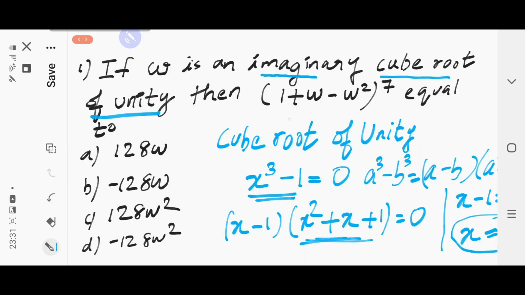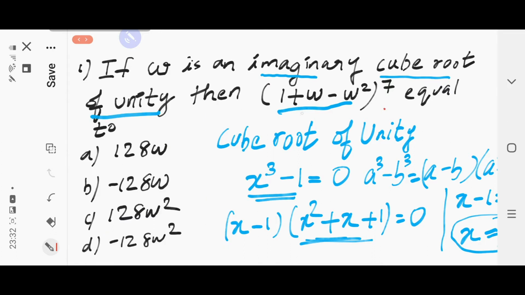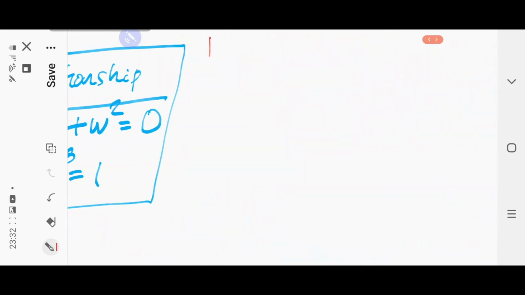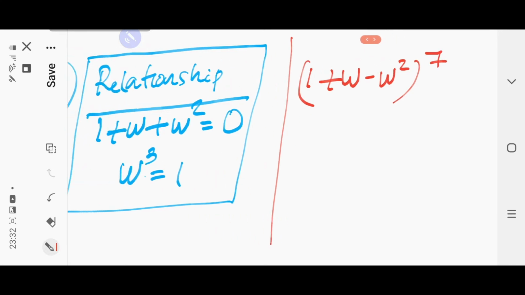The question here is (1 + ω − ω²)⁷. What is the question given? (1 + ω − ω²), the whole raised to 7, is equal to what? In order to solve the question, I am writing here (1 + ω − ω²)⁷ is equal to what? You have to find that, right? From these equations, you use these two equations to find the value of this.